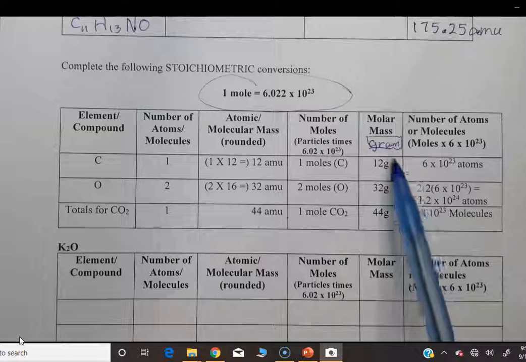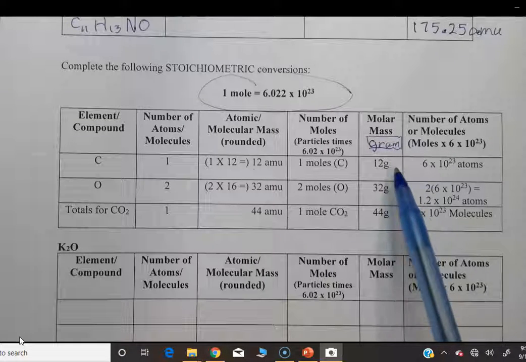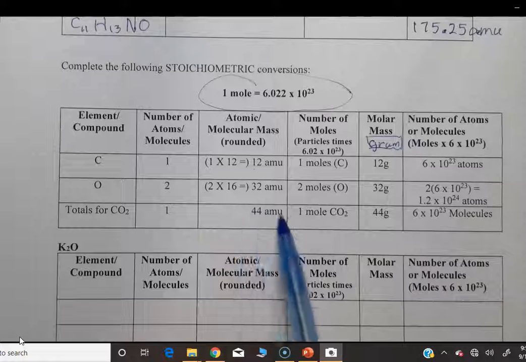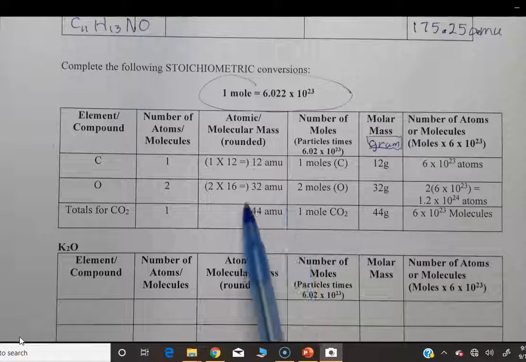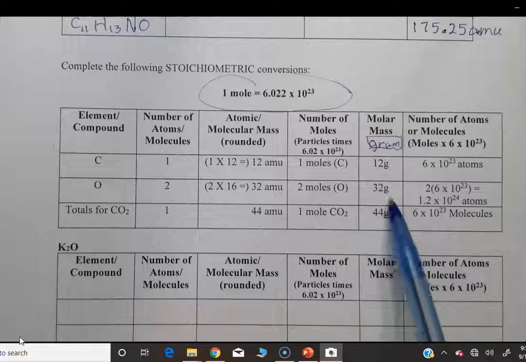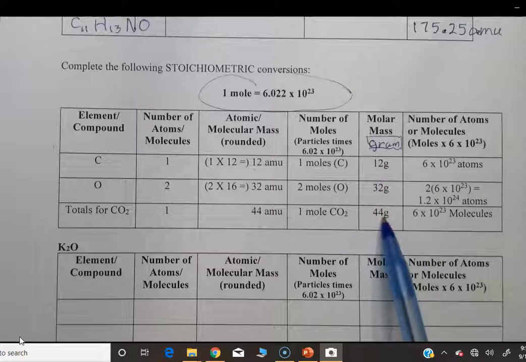So anyway, we end up with a molar mass of 12 grams for carbon. For the 2 oxygens, it's 32. So we end up with a molar mass for carbon dioxide of 44 grams. Again, exactly the same numbers, except the carbon dioxide molecule is 44 AMU, and the mole of carbon dioxide is 44 grams. So we call this a molar mass. It's the mass of a mole.